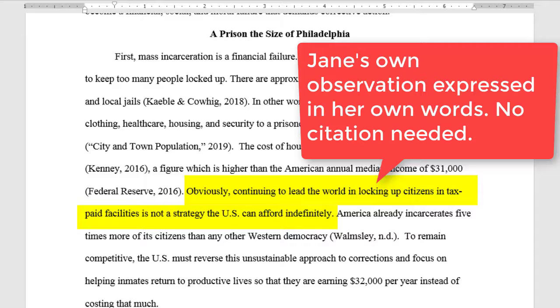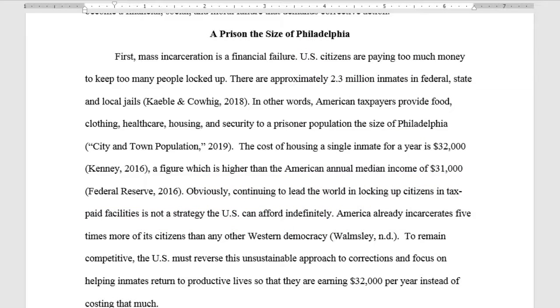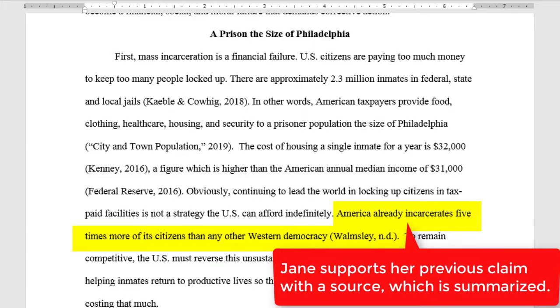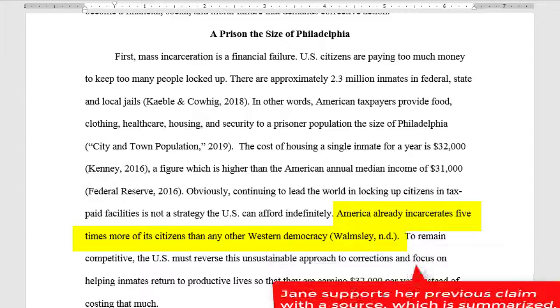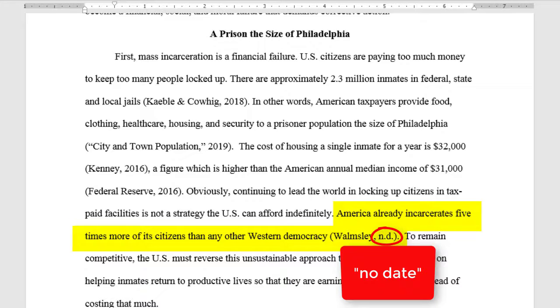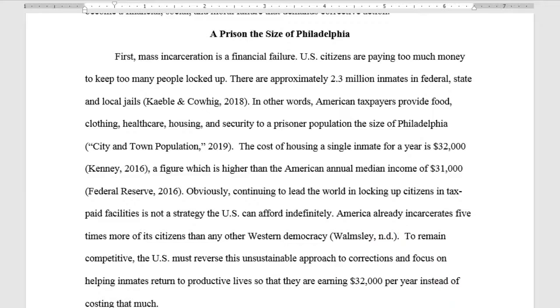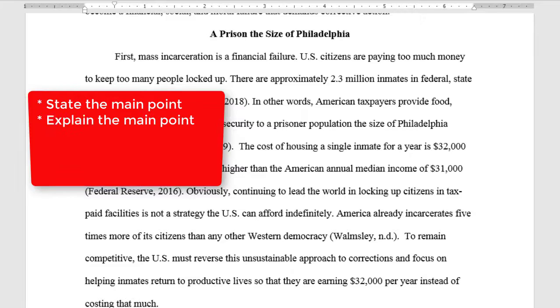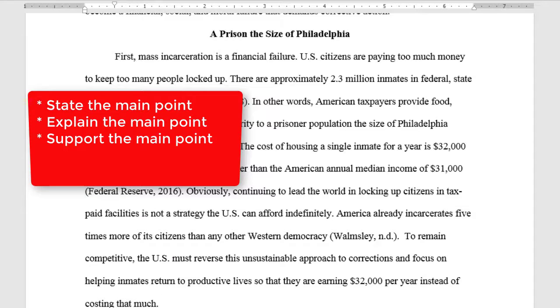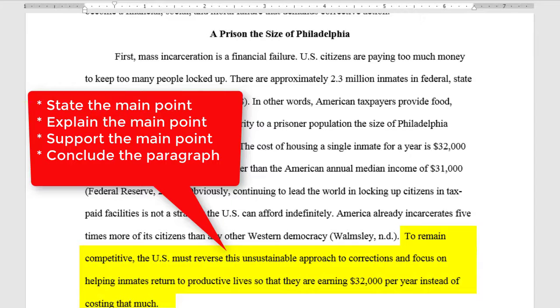can afford indefinitely. But because this is a research-supported essay, Jane knows she must support her own statements with research, and she does. America already incarcerates 5 times more of its citizens than any other Western democracy. Citation Walmsley, n.d. The n.d. stands for no date and means the source Jane found did not list a date of publication. Now, after stating her main point, explaining her main point, and supporting her main point, Jane is ready to wrap up the paragraph with her conclusion in her own words.